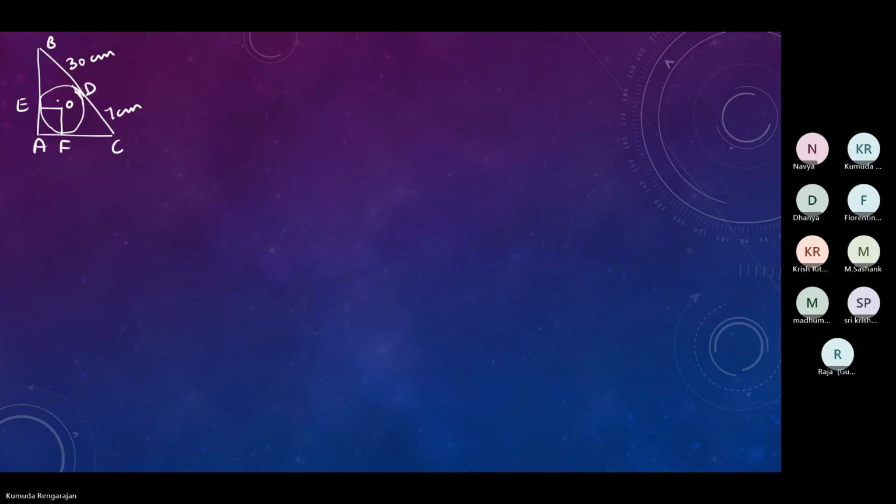And yeah, radius. Find R. The question is find R.